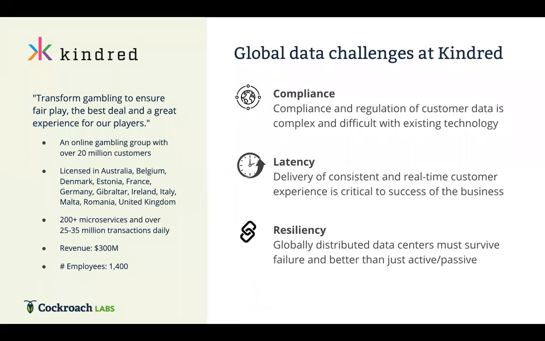They're a large, microservices-driven organization. Being online gaming, they have significant issues around compliance and regulation of customer data, and they do a lot of business in Europe. Latency is incredibly important, especially in online gaming. If I make a bet, it's got to happen. I can't have any issues. If I make a bet, that thing better be booked, right?